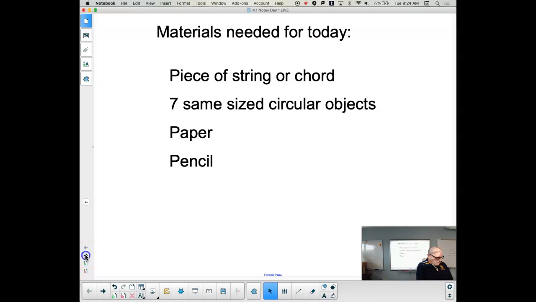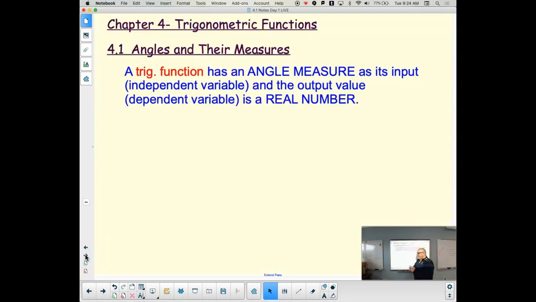All right, so we are going to start trig today. Woo! It's what we live for here in pre-calc. Trig, chapter 4. We love it because chapter 4 leads to chapter 5, which is good stuff. Chapter 5 leads to chapter 6, which is even better stuff. Okay? All based off of trig.